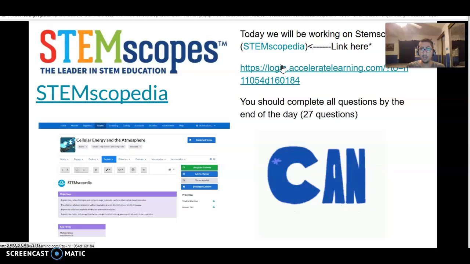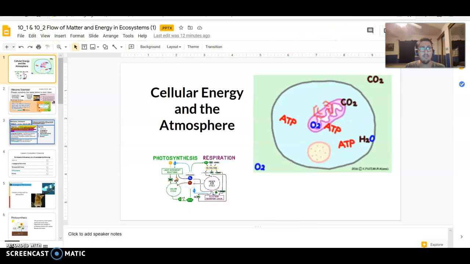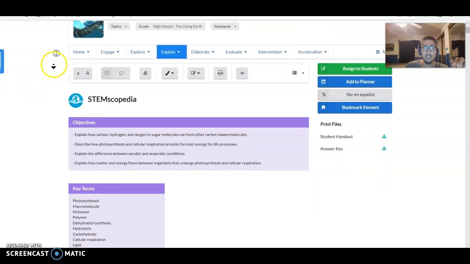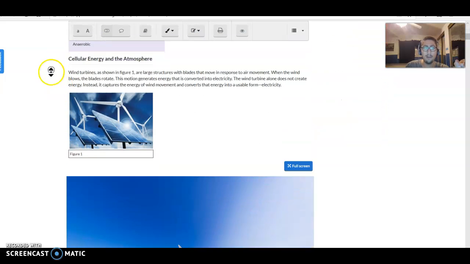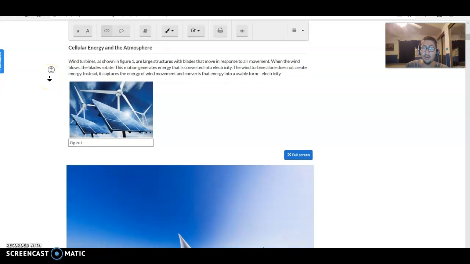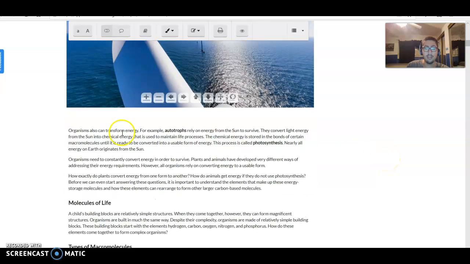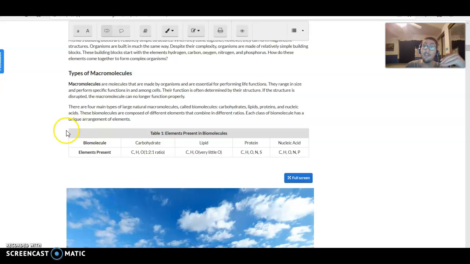So we're going to go on to Stemscopedia. I'm just going to show it to you real quick. Nothing insane, because I have it pulled up right here. You're going to go to your Stemscopedia and log in, and this is going to be the activity. Here are the objectives and all the key terms. It has it broken down into cellular energy in the atmosphere. You have a VR setting, a couple of them actually. Molecules of life, types of macromolecules. The definitions I went over are in here too.